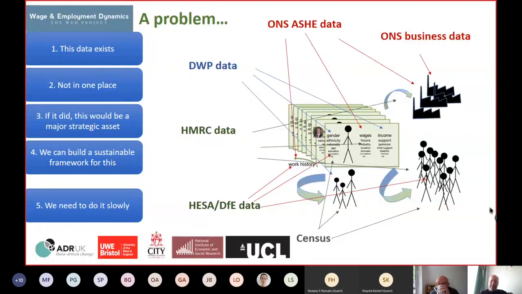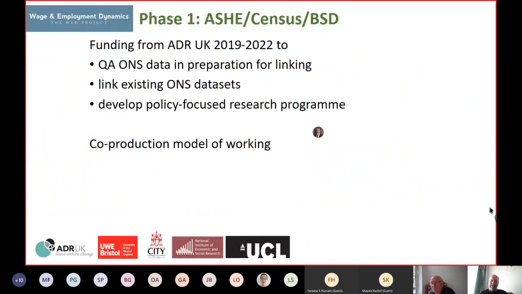So this is phase one of the project, and that's what I'm going to introduce to you today. So we've got funding from ADI UK from the end of last year until 2022. And that primarily initially is going to be about quality assuring all the ONS data, linking the ONS data sets, and developing a policy focused research program. I'll come back to those in a moment.